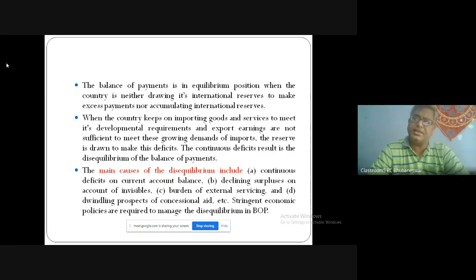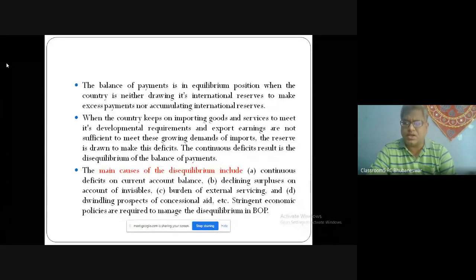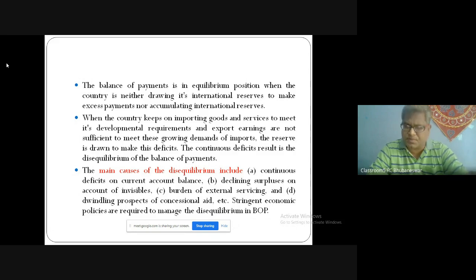There is always some type of disparity that arises, or you may call them different causes of disequilibrium. Why are these causes there? Due to a deficit in the current account, due to a decline in the surplus of any individual account, due to the dwindling prospects of concessional aids, and some stringent policy, disequilibrium of the balance of payment arises.